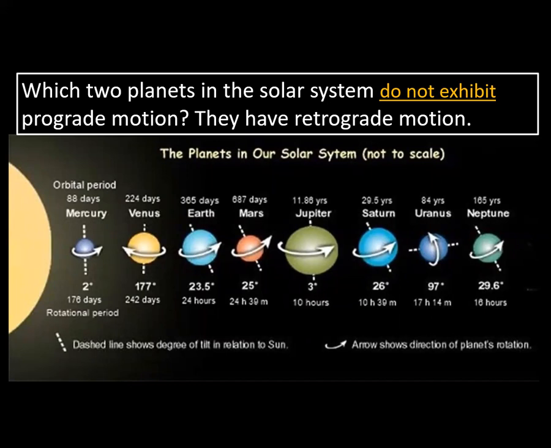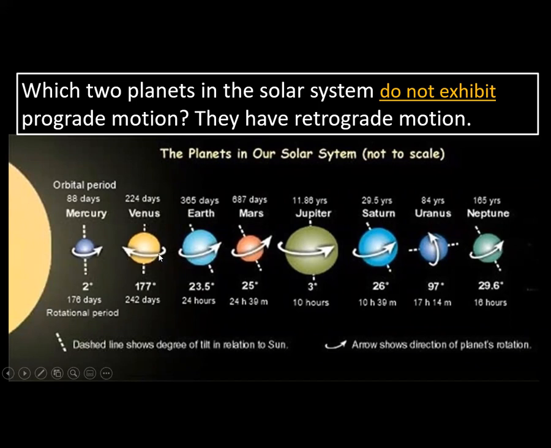prograde motion means that the planet is orbiting or revolving around the barycenter of the solar system in a counterclockwise direction, and at the same time is also spinning or rotating in a counterclockwise direction. That is what we call prograde motion. Now, which two planets in the solar system do not exhibit the prograde motion, but instead exhibit the retrograde motion? Look at the pictures.